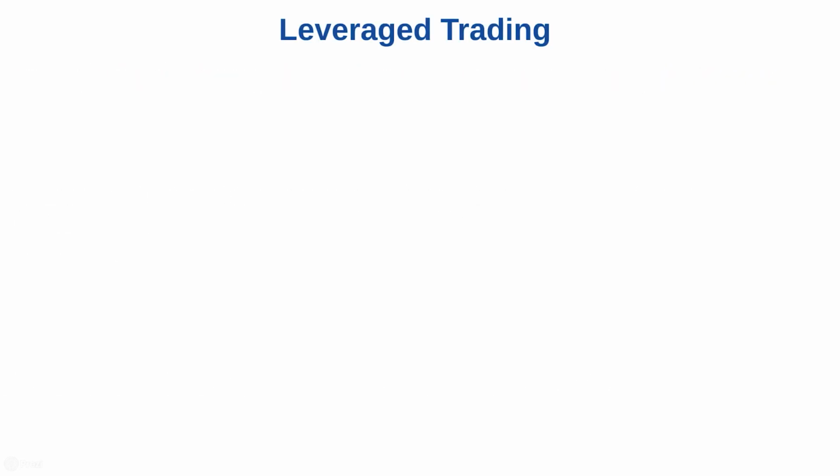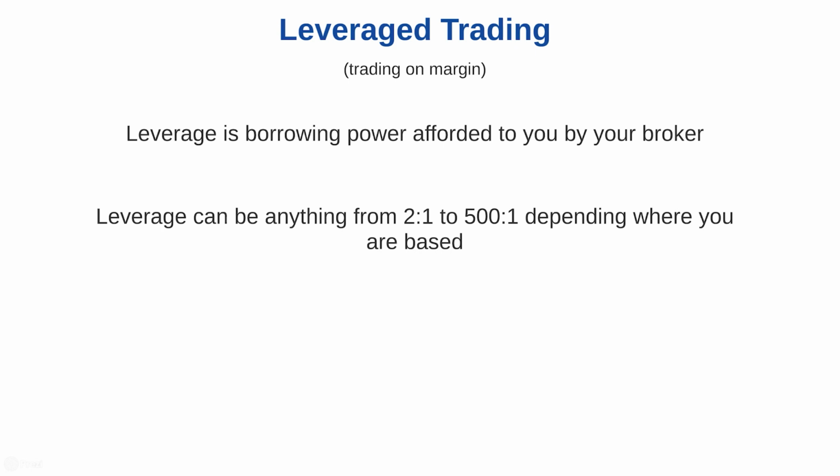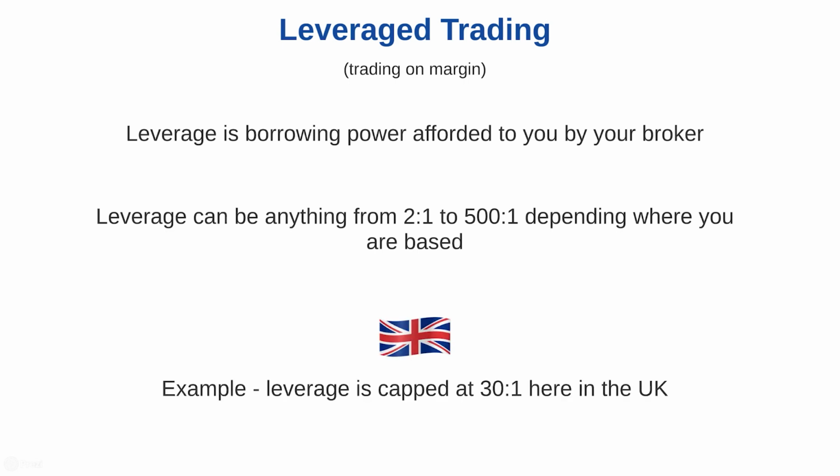Leverage trading, also known as trading on margin, is borrowing power afforded to you by your broker. This can be anything from 2 to 1 to 500 to 1, although there are limits on this depending on what country you are in. Here in the UK, for example, this is capped to 30 to 1 for retail traders. In the example we just looked at, we used 5 to 1 leverage.